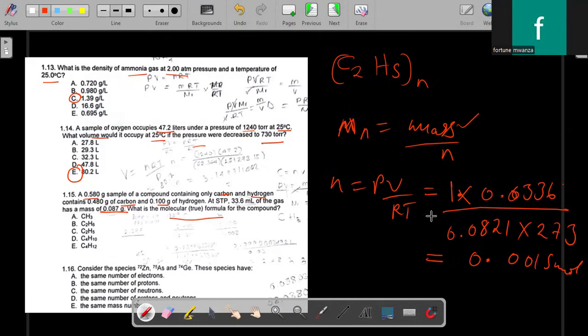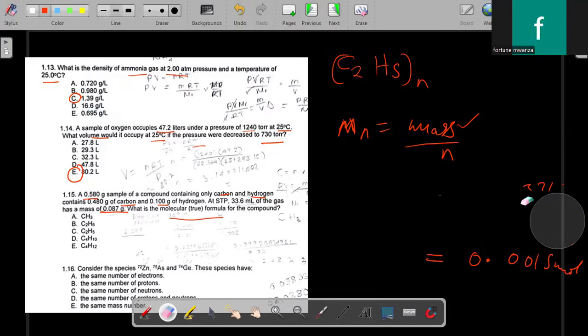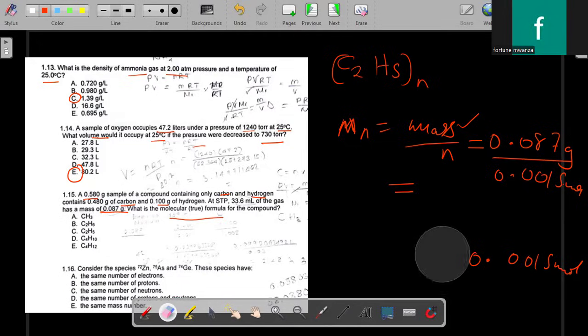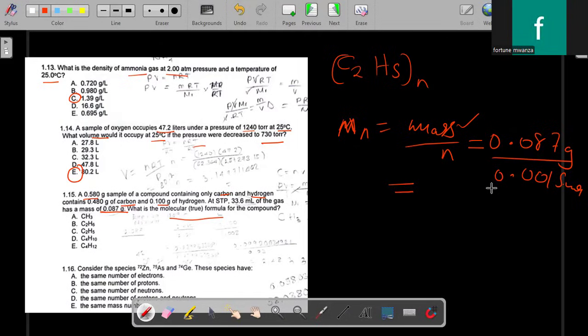So now I can put my number of moles there. I found my number of moles, I can simply put them in the formula. So I have my formula here. The mass I've been given is 0.087 grams. So this is the mass of my molecular formula, divided by the number of moles, 0.0015 moles. So we can calculate the molar mass for my molecular formula there. I divide these two, and I'm going to get 58.